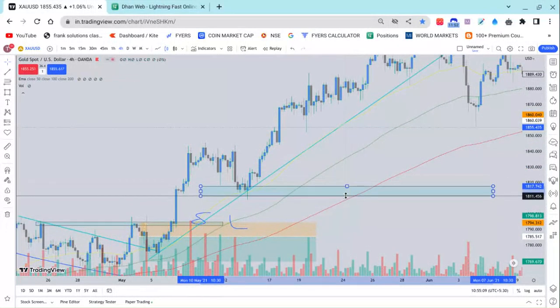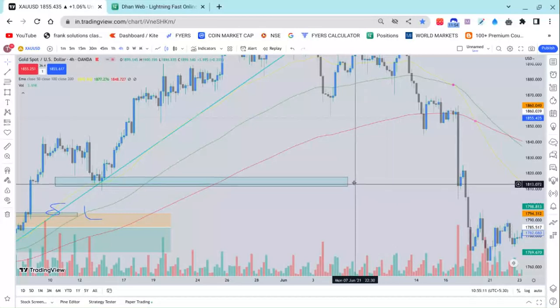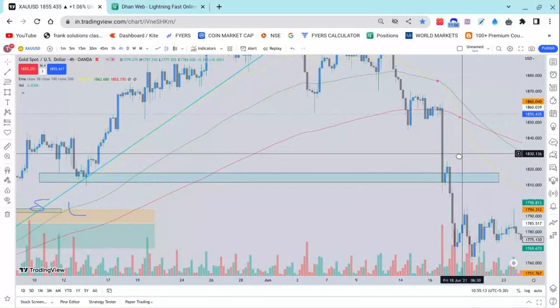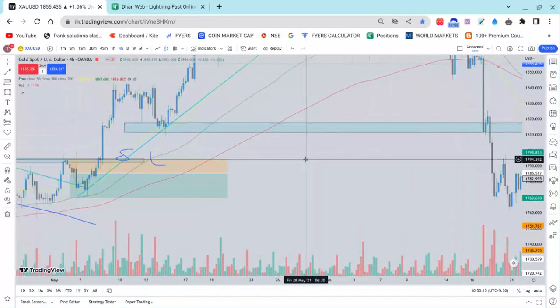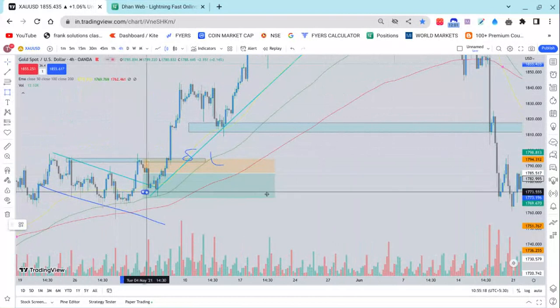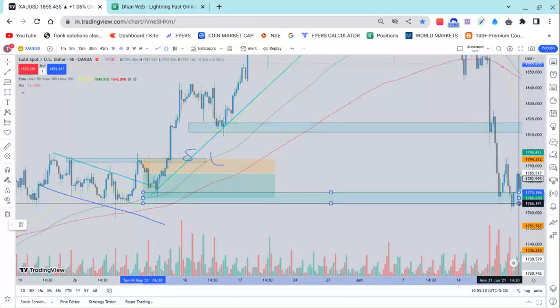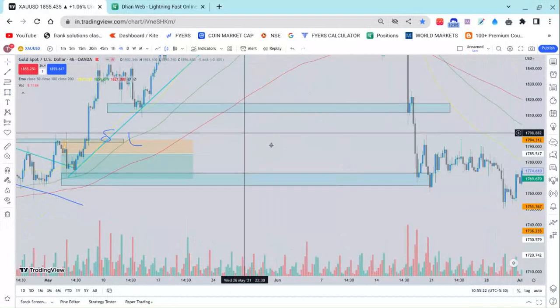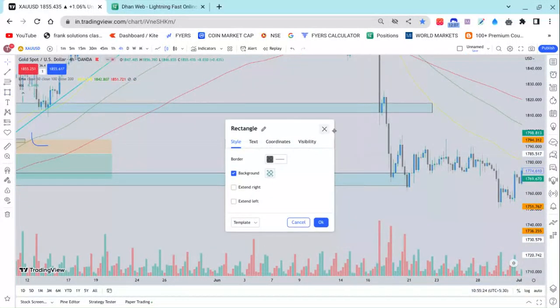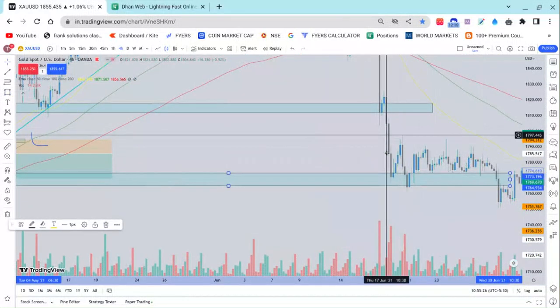Okay, you have to plan directly here. So this is the second. We didn't get a higher high here, so we will not trade. And now the third one. Okay, we need a higher high. We need a higher high. Okay, so here we didn't get a higher high.